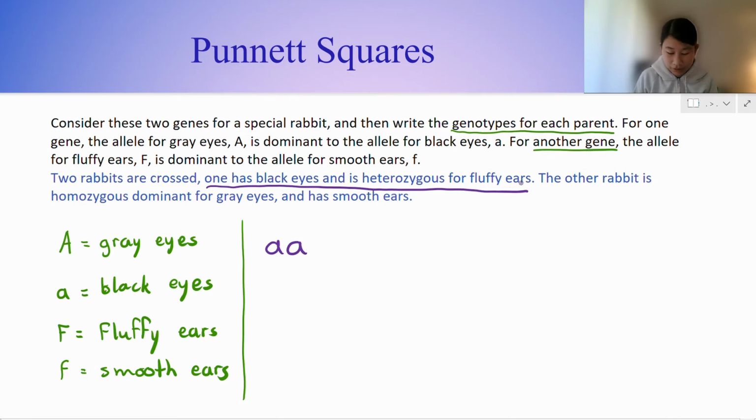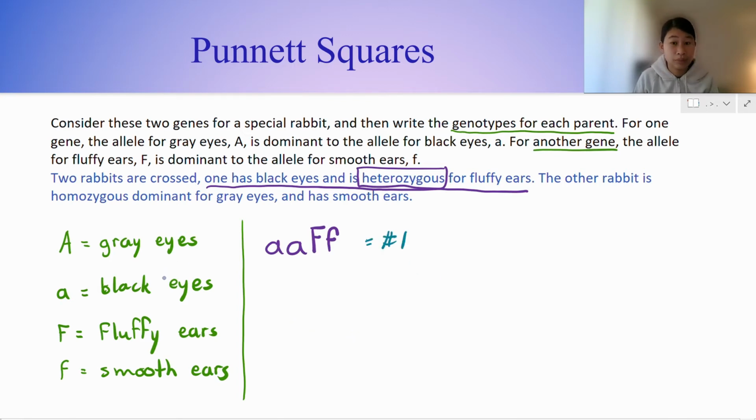Now we have heterozygous for fluffy ears. Heterozygous means that we have 1 dominant and 1 recessive allele. Now we're talking about the ear texture, so we have 1 capital F, and the other one is a lowercase f. So this is parent number 1.